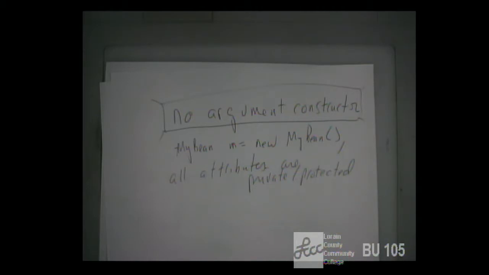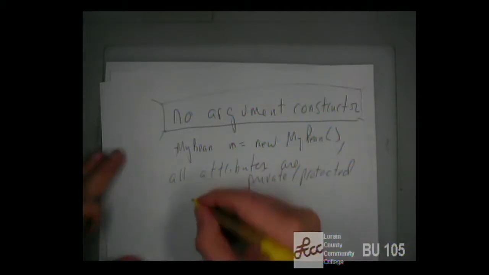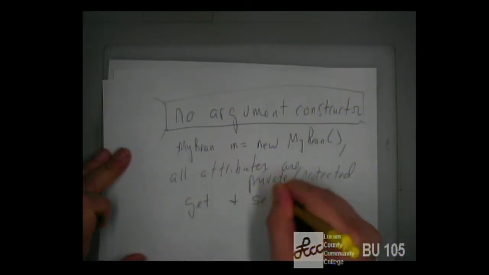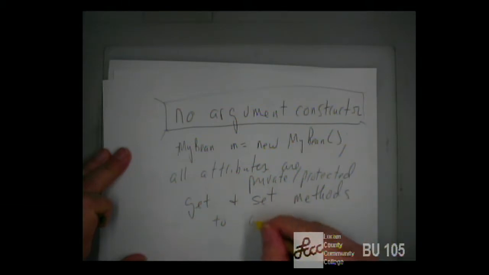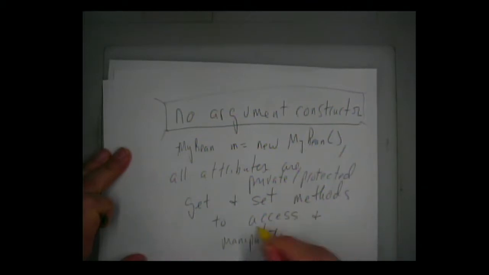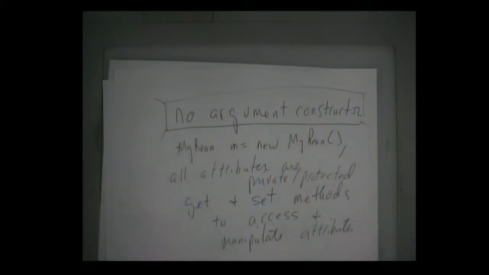That forces people to use the methods to access and manipulate those attributes. So you have to use a set method, and to get the attribute, you have to use the get method. And that's the other rule of a bean, that you have get and set methods to access and manipulate attributes. Sometimes these things are called accessors and mutators. Things that allow you to access, get the value of a property, mutate, or change the value of a property.